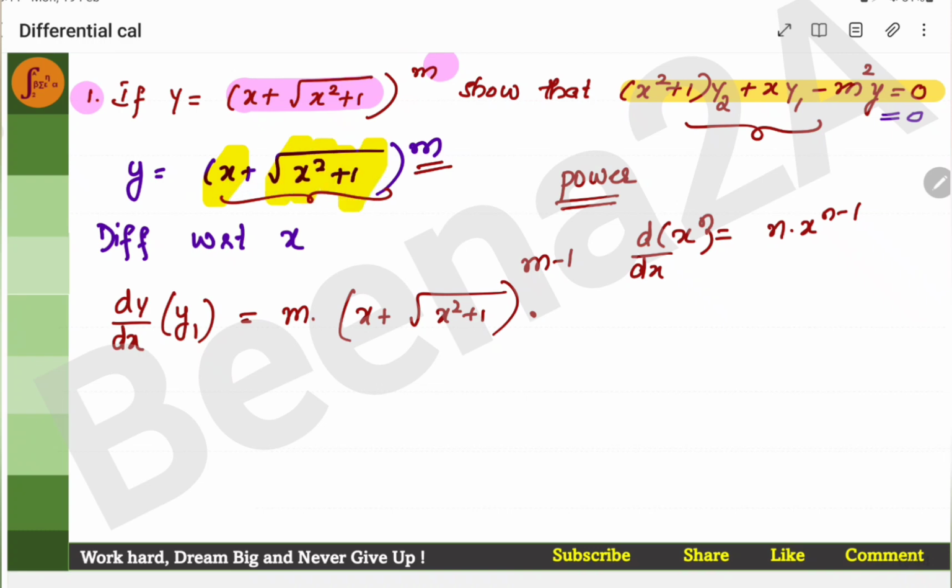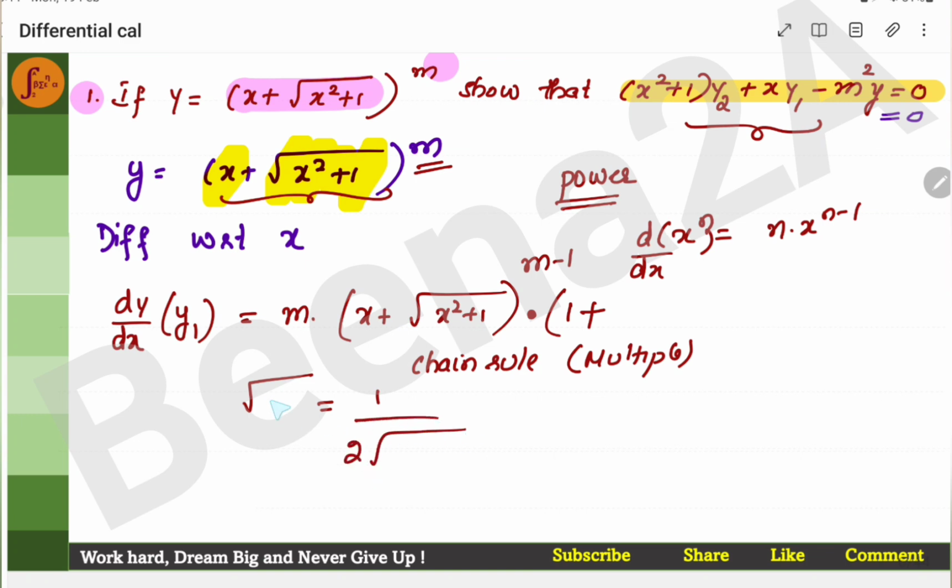So first is x. So what is derivative of x? Remember, when you're applying chain rule, you have to multiply. Now here you have x. So you multiply, open the brackets, derivative of x is 1. Derivative of root of x square plus 1: whenever you have root, the derivative would be 1 by 2 root, whatever is there inside, you copy like this. So here it will be 1 by 2 root of x square plus 1.